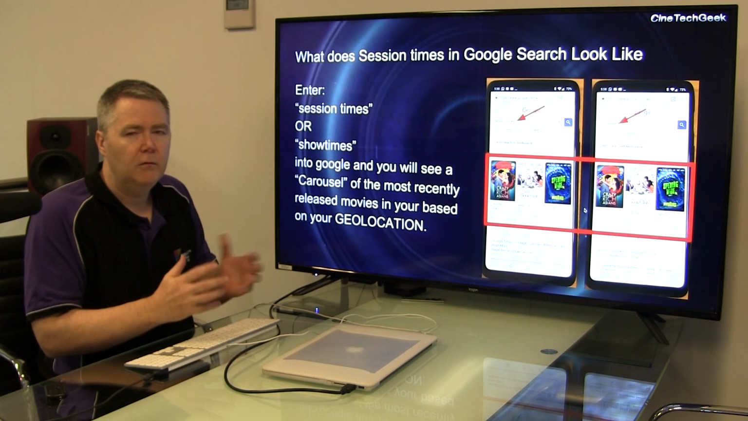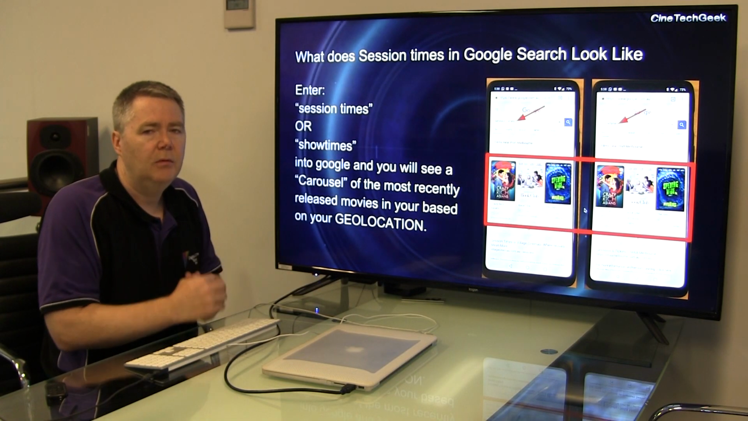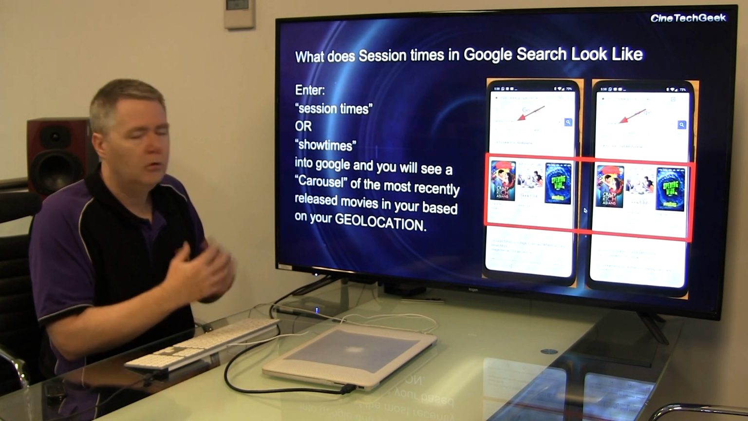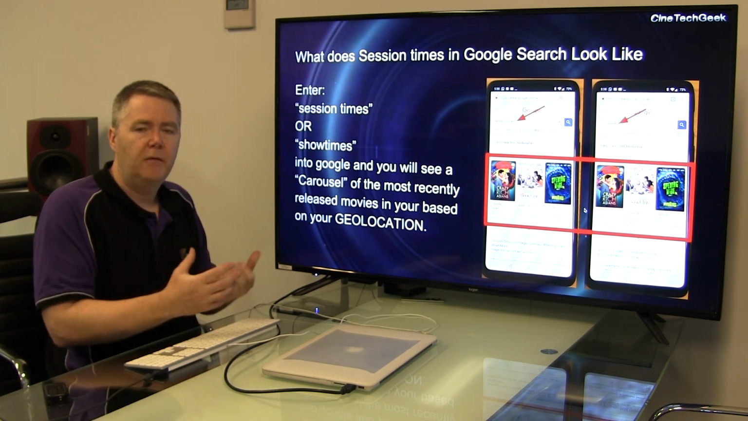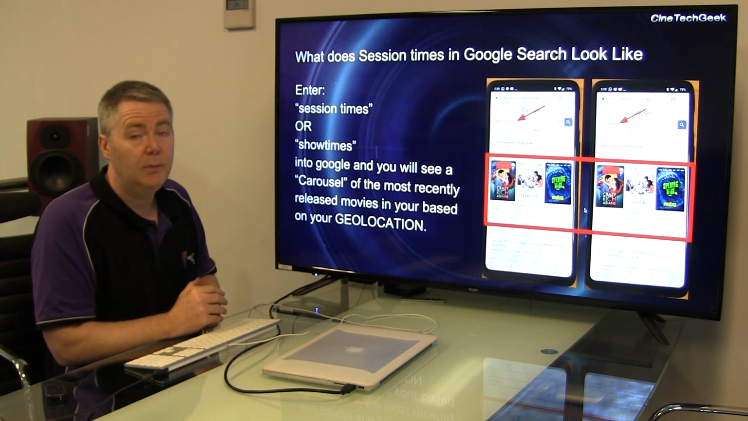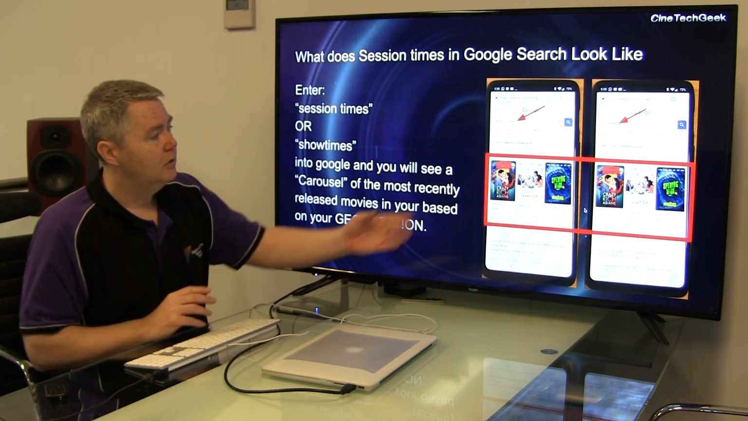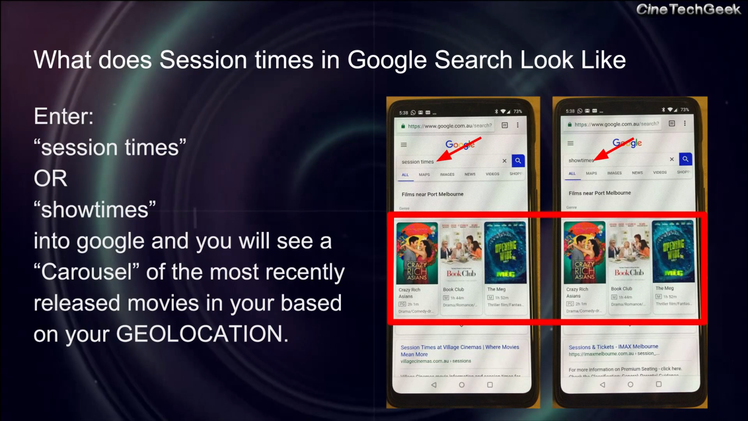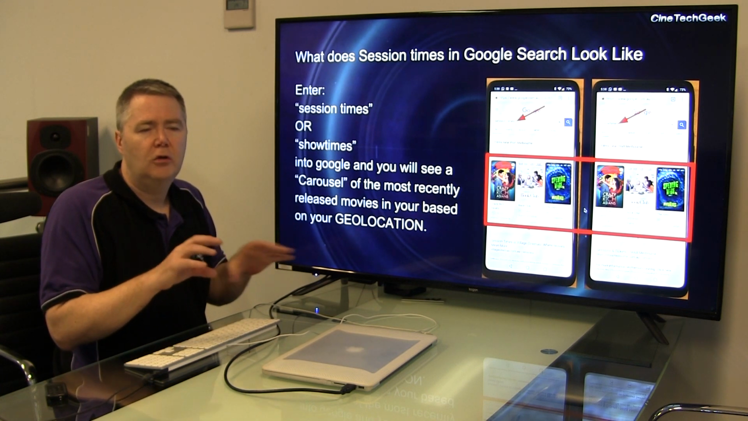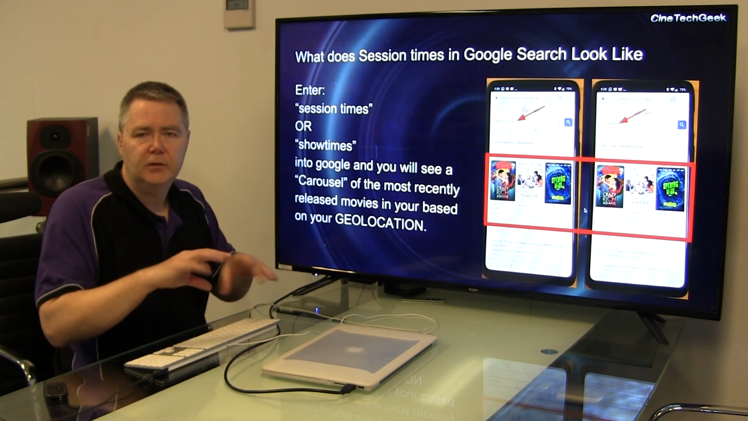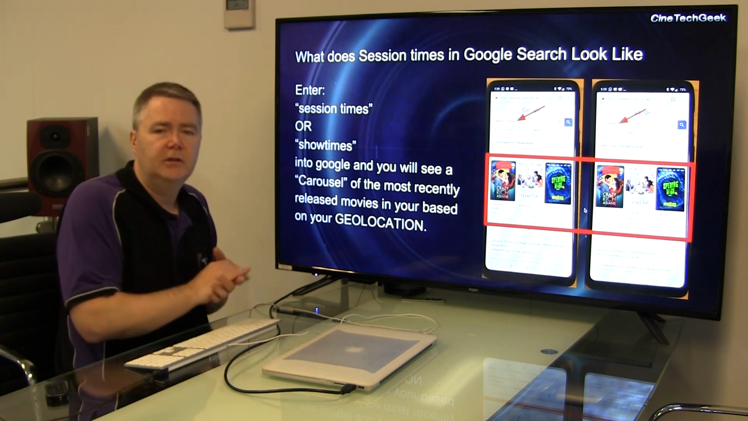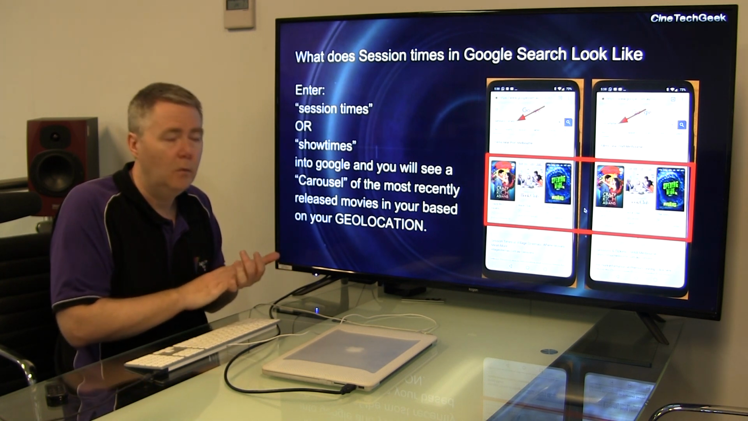Now, just to go over what this actually means, an example. If you've got a mobile phone, or even a web browser for that fact, but mobile phones traditionally, because that's what most people are using these days, and you type in session times or show times into Google, you'll get what's called a carousel of images. This works for recipes and other things like people, etc. And it's called the Google Knowledge Graph, where Google searches for knowledge and tries to represent it to you in a contextual and meaningful way.